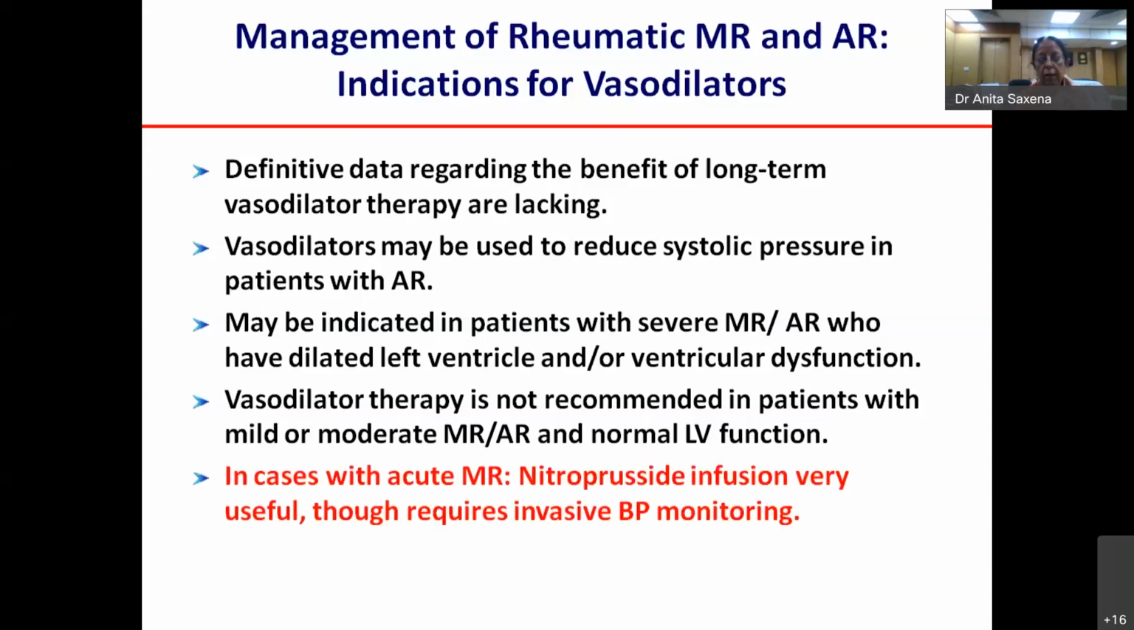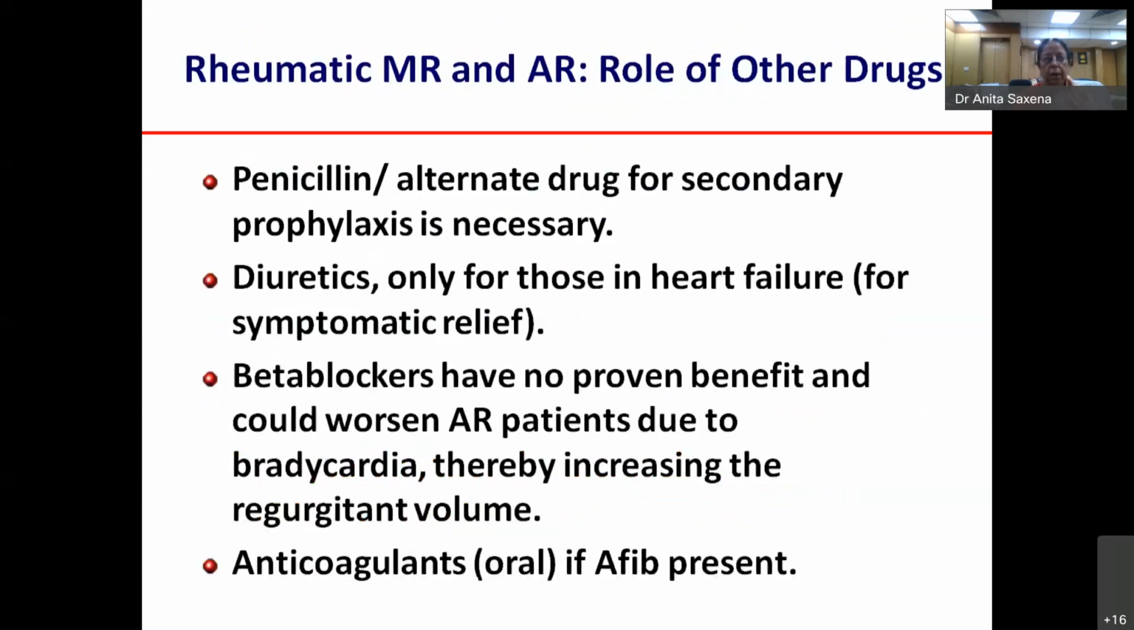One vasodilator that we found to be very useful in acute cases of mitral regurgitation is nitroprusside infusion. It's quite helpful. It can stabilize the patient to some extent till you can think about surgery. However, one has to give it very carefully because it can produce hypotension, and therefore invasive blood pressure monitoring is what is recommended when we are using nitroprusside.